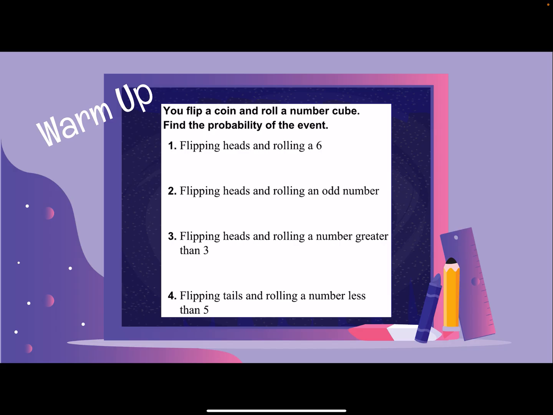Your warm-up says you flip a coin and roll a number cube. Find the probability of the event. Now, you can use the fundamental counting principle, or you could make a tree diagram. Go ahead and pause the video, take some time, and see if you can calculate the probability for each of these 4 events. Pause the video if you need to.